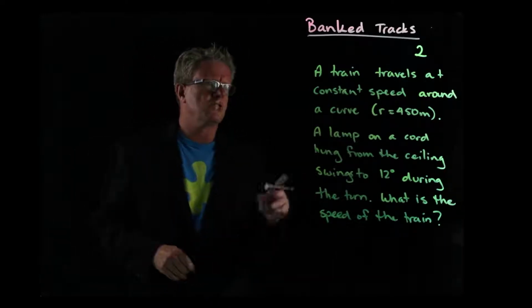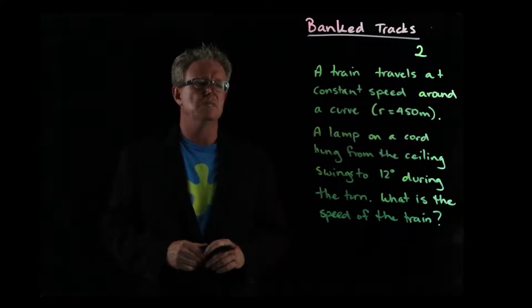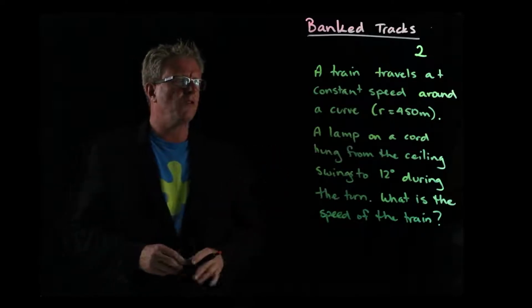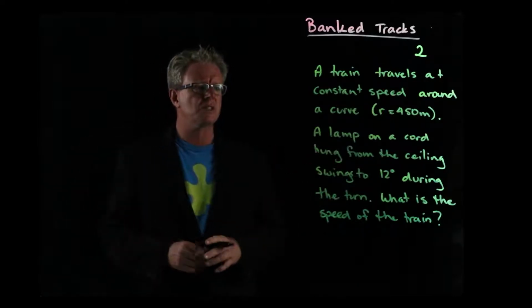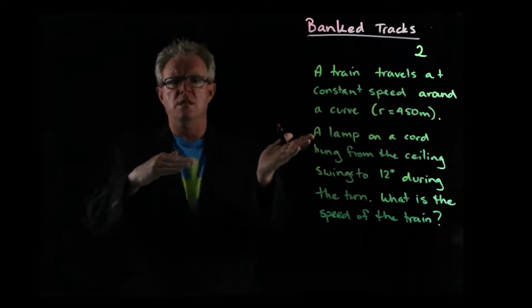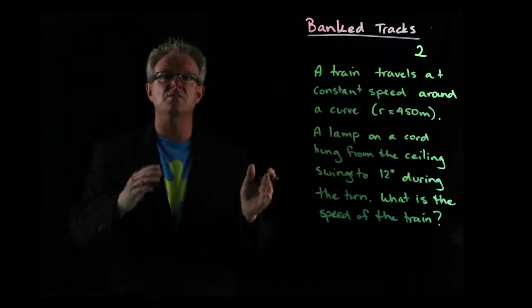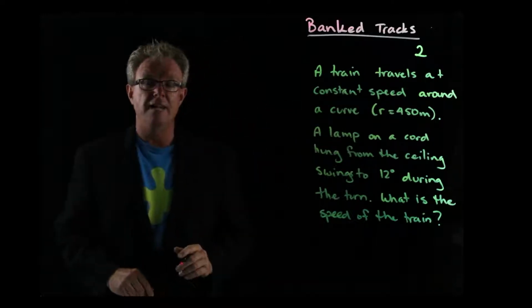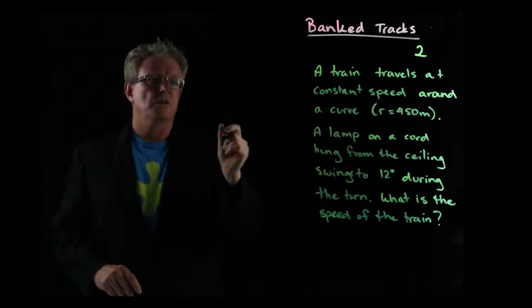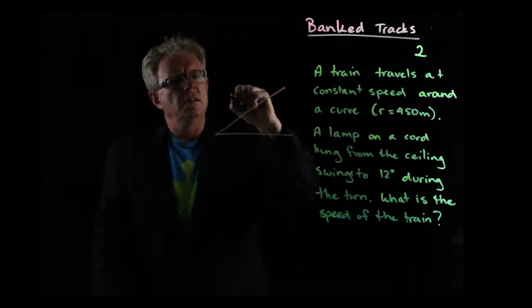A train travels at a constant speed around a curve, radius 450 meters, and a lamp on a cord hung from the ceiling swings to 12 degrees during the turn. So that's implying that the train is turning on an angle on a banked track, and as it does so, something that's freely hanging from the ceiling moves, right? So if we just draw a diagram like this, here's our train.